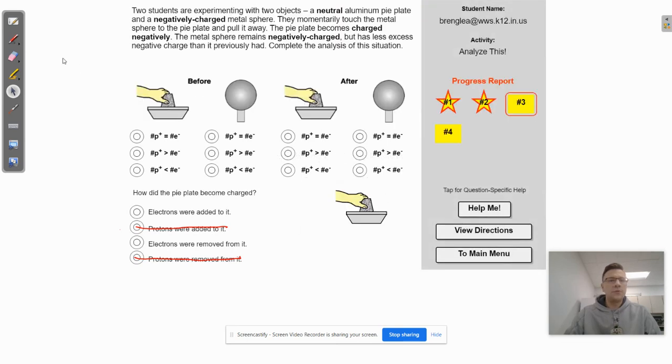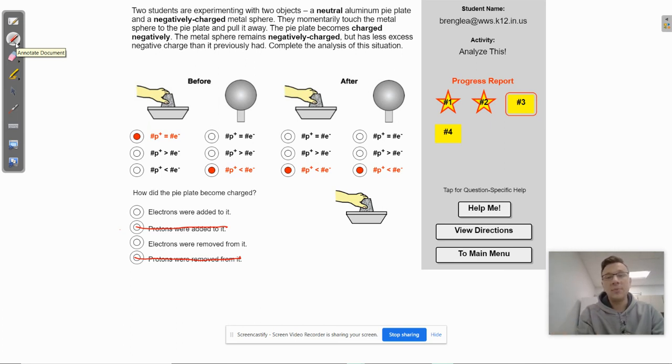All right, we'll do one more and then I'll leave you with the last one to do on your own. So this one says two students are experimenting with two objects, a neutral aluminum pie plate, and a negatively charged metal sphere. So this one here. They momentarily touch the metal sphere to the pie plate and pull it away. The pie plate becomes charged negatively. So now we have negative charge over here. The metal sphere remains negatively charged, but has less negative charge than what it had before. So it's still negative, okay? It says, how did the pie plate become charged? So the pie plate was initially neutral, and then it becomes negatively charged.